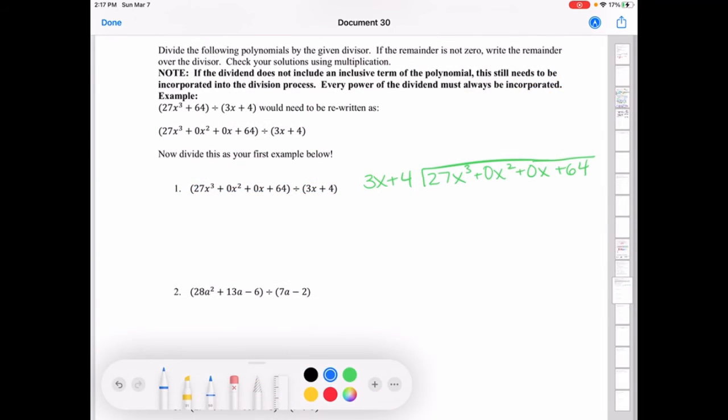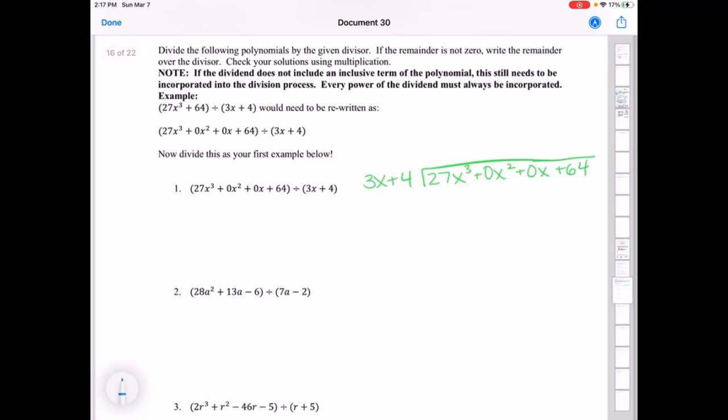With the first one, 3x plus 4 is the divisor, and 27x to the third plus 0x to the second plus 0x plus 64 is the dividend. You're going to understand in a bit why the 0x squared and 0x are important. You just need those place values as holders. I'm going to start with the 27x to the third, and I'm going to say, okay, well, what can I multiply 3x by to get 27x to the third? Well, I know it's going to be something with x to the second, because x to the second times x gives me that x to the third. And I know that 3 times 9 is 27, so I'm probably going to be multiplying by 9x squared.